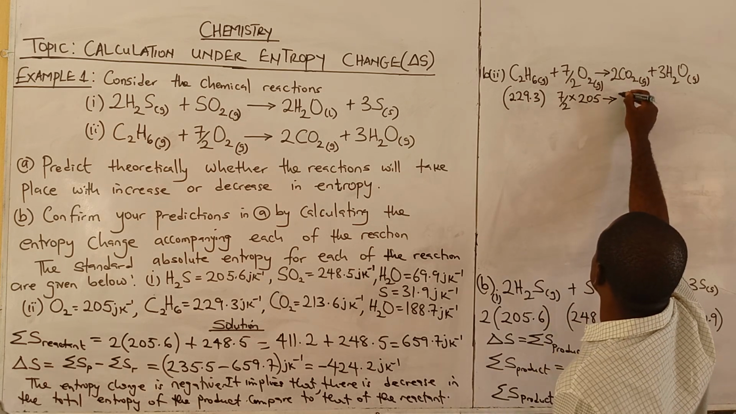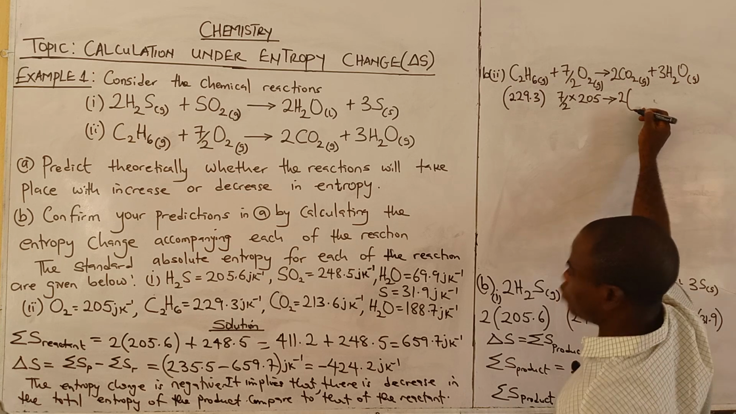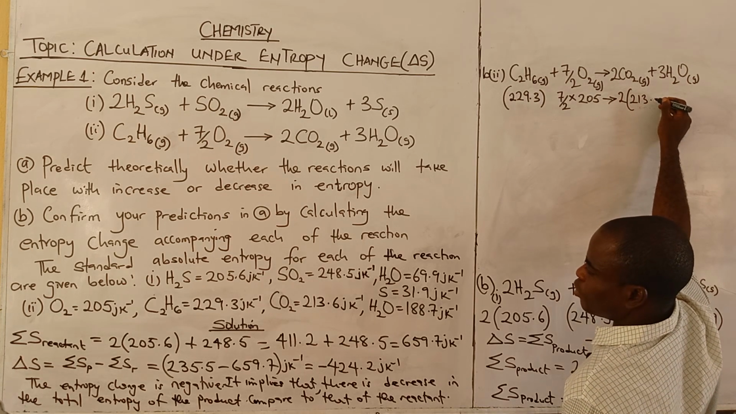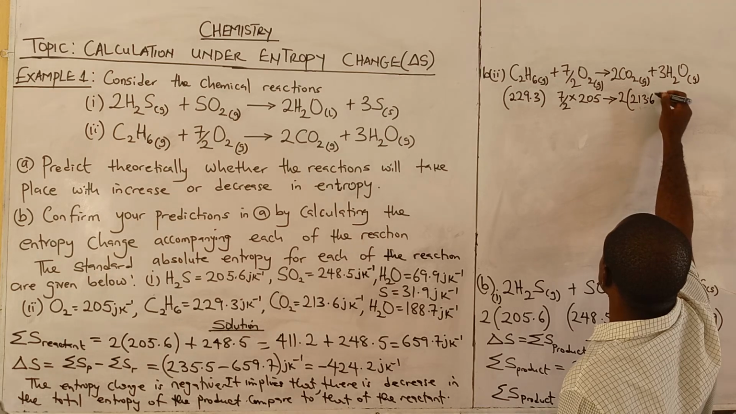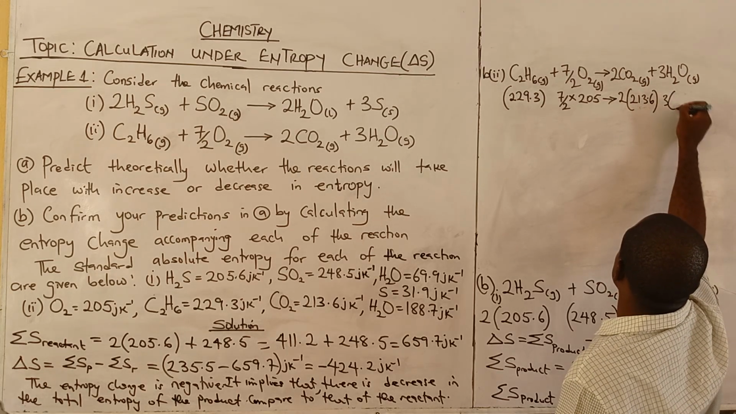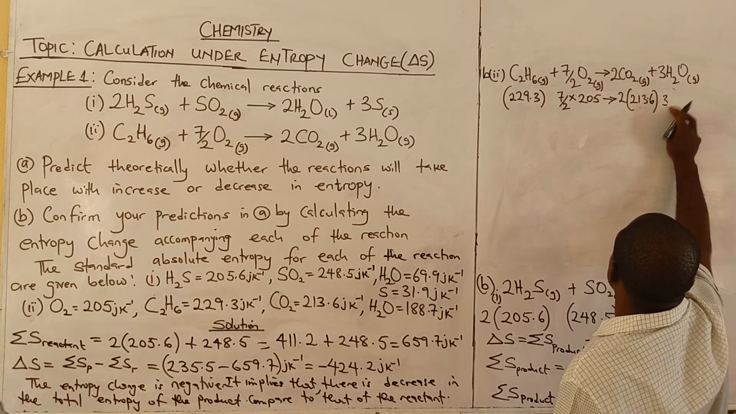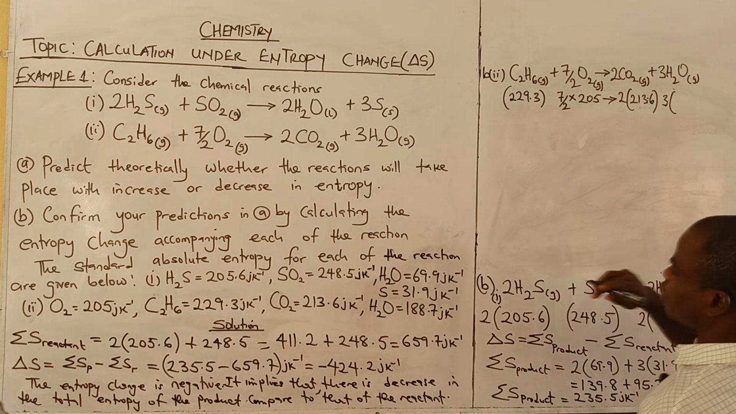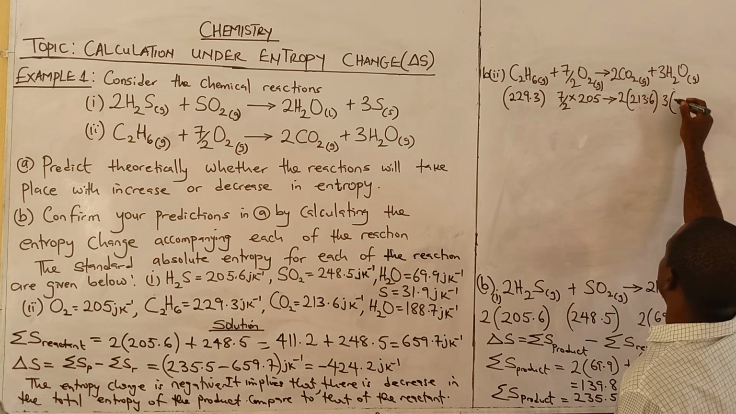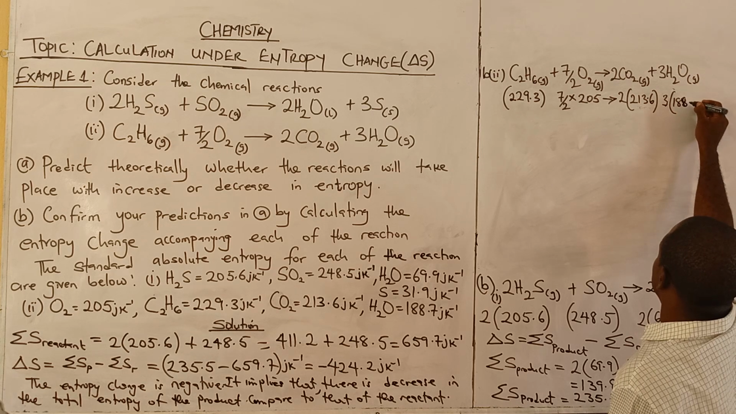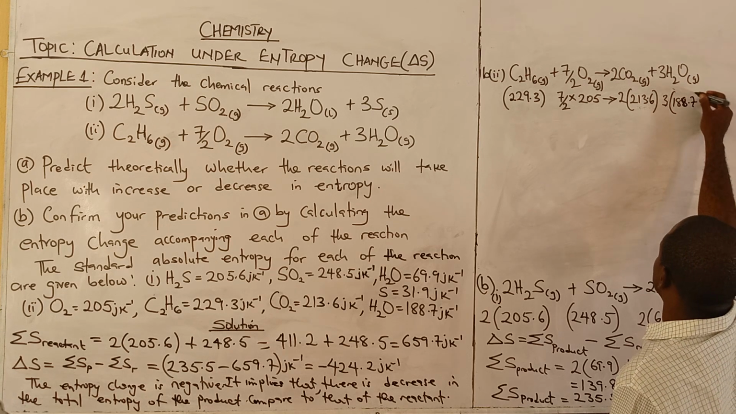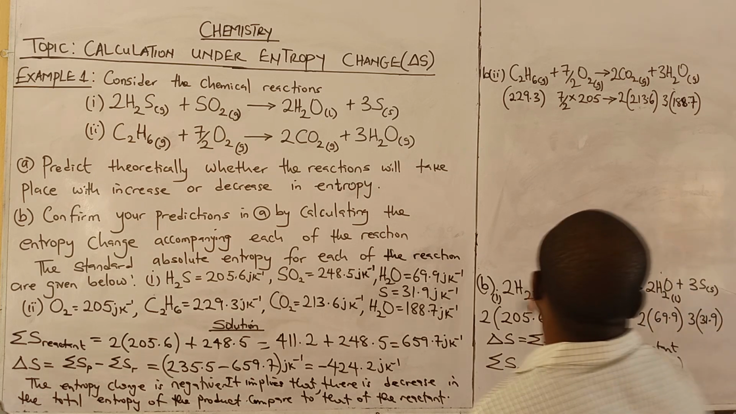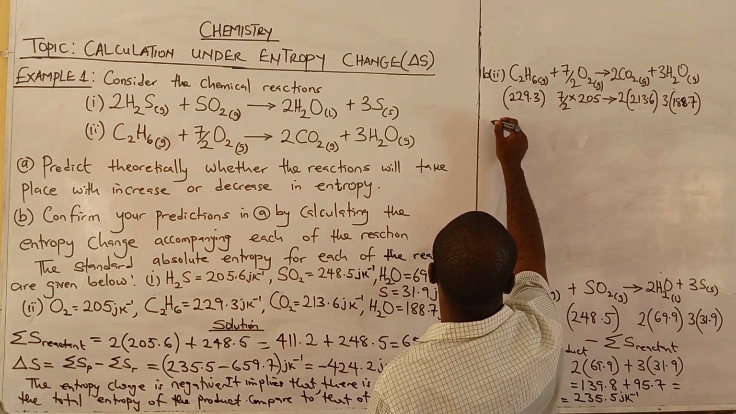Go for 2 of CO2, 213.6, and 3 of water, 188.7. Now from here you can write the formula.